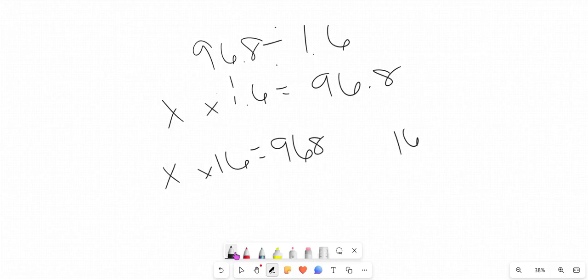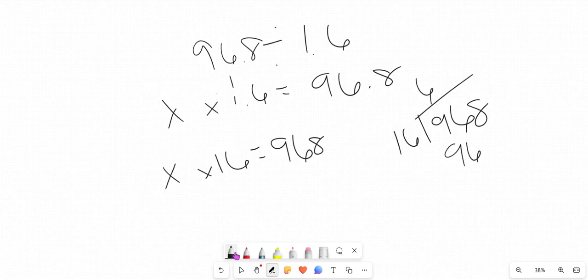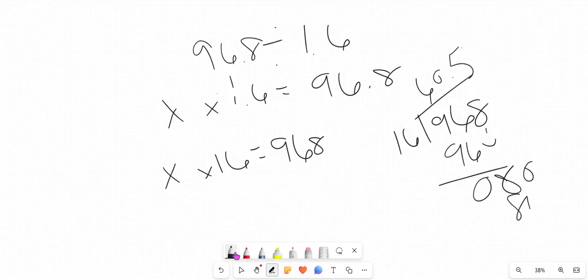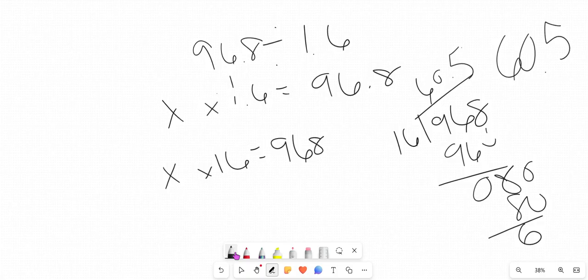You're just going to divide 16 into 968. So 16 goes into 96 6 times, which is going to be 96. 0, you bring the 8 down, and 16 can't go into 8, so you're going to add a 0. 16 goes into 80 5 times, which gives you 0. So your answer is going to be 60.5, remainder 0.